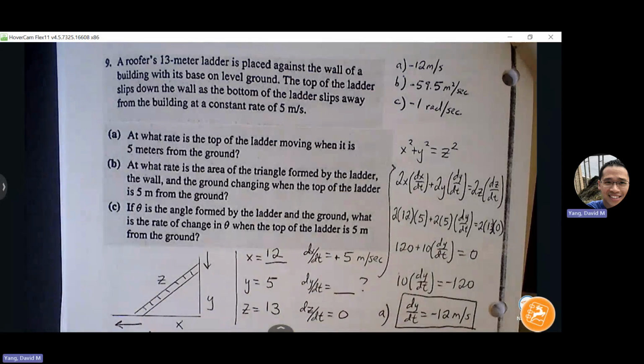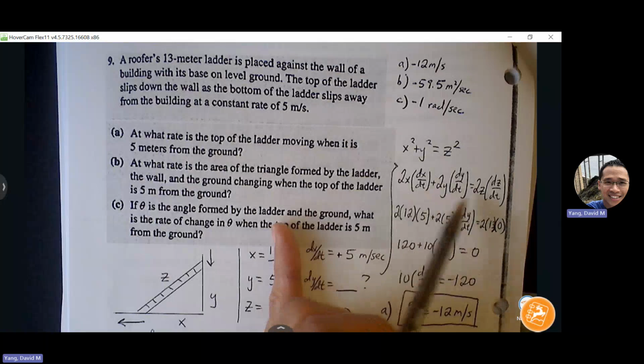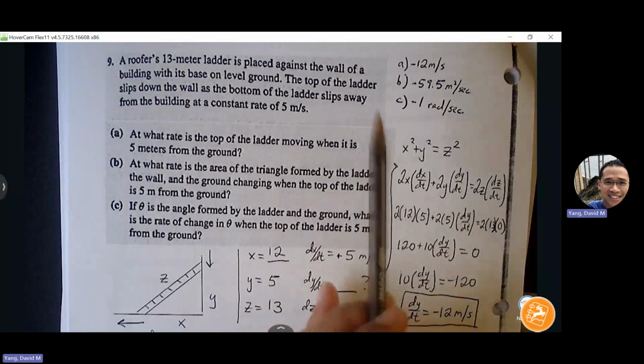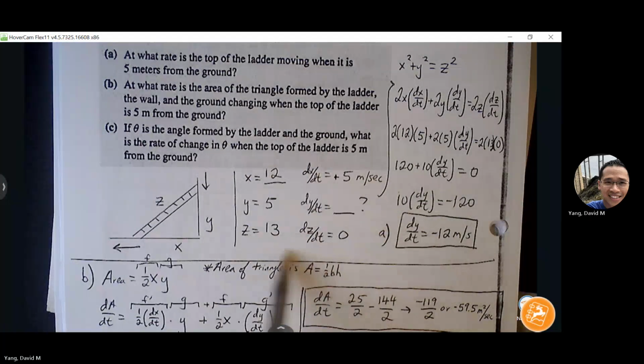Okay, so Pythagorean theorem, x squared plus y squared equals z squared. We find our derivative. All of our d over dt shows up. We gather all the information that we can from the problem. Plug it in, and then solve for dy/dt, -12. Any questions with part A?